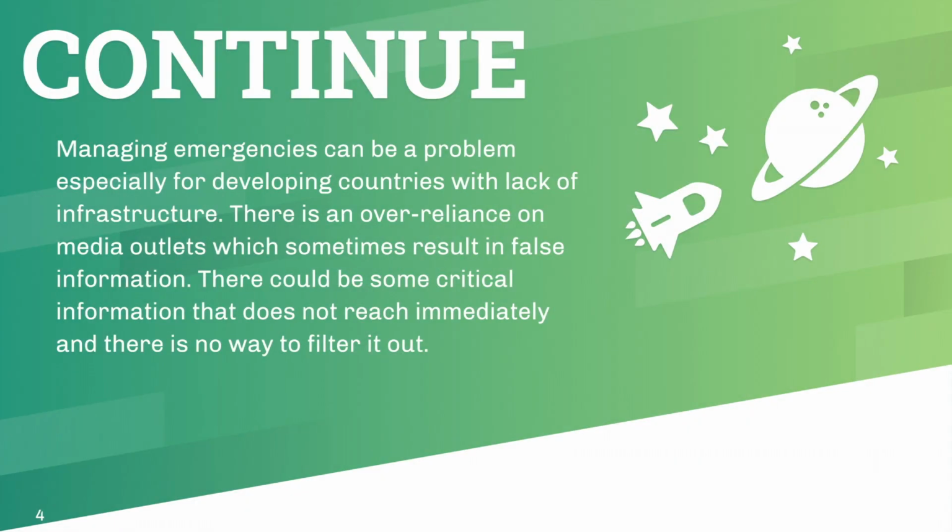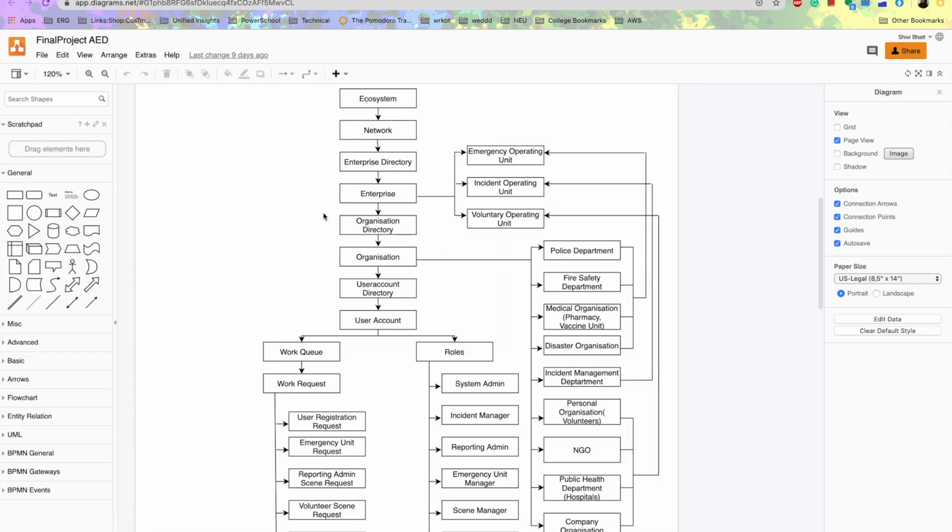Managing emergencies can be a problem, especially for developing countries with a lack of infrastructure. There is an over reliance on media outlets, which sometimes results in false information. There could be some critical information that does not reach immediately, and there is no way to filter it out. To solve this problem, we have our one stop solution, the emergency response system, which will address all these problems. So let's talk about our emergency response system object model diagram.